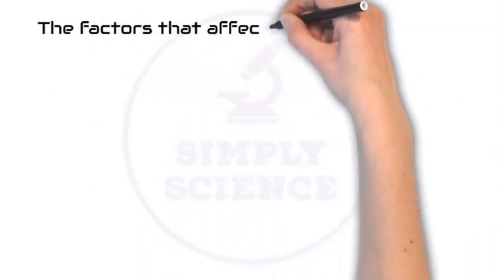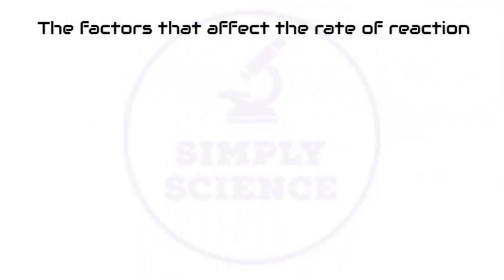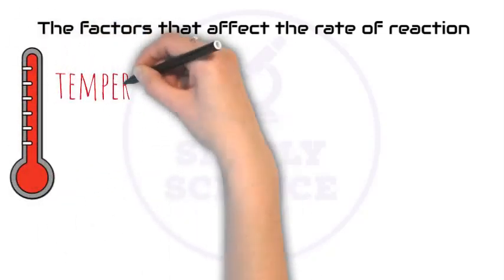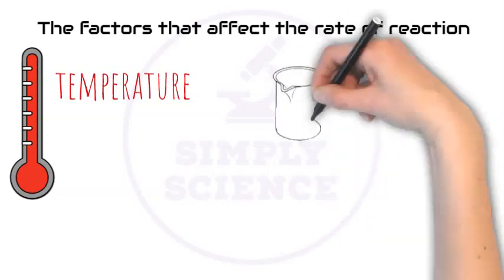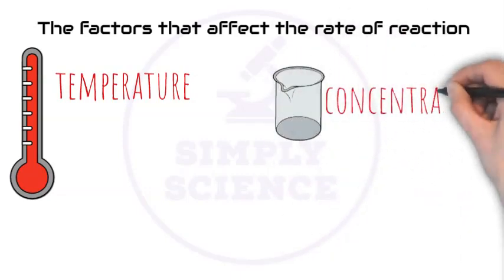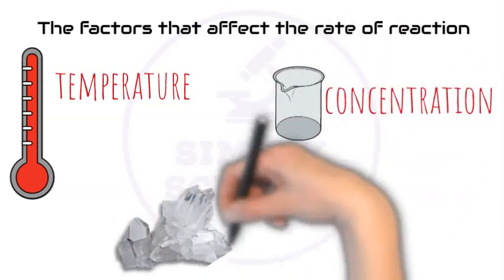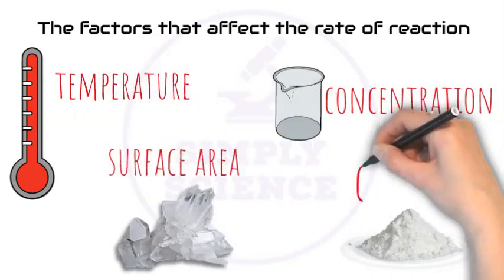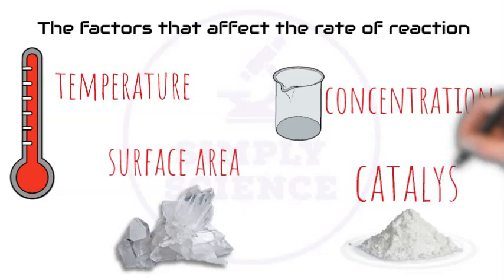The four factors that will affect the rate of a chemical reaction are the temperature of the reactants, the concentration of a reacting solution, the surface area of a reacting solid, the presence of a catalyst.